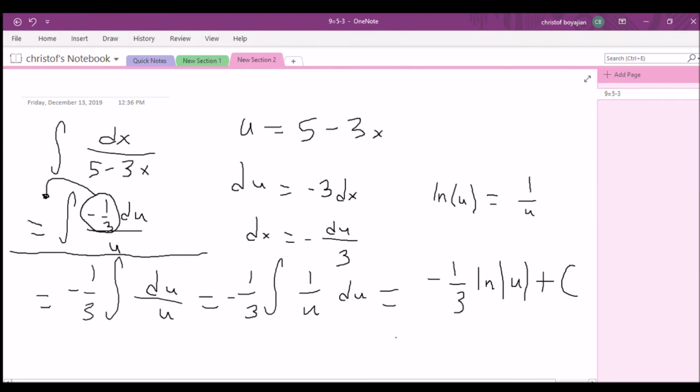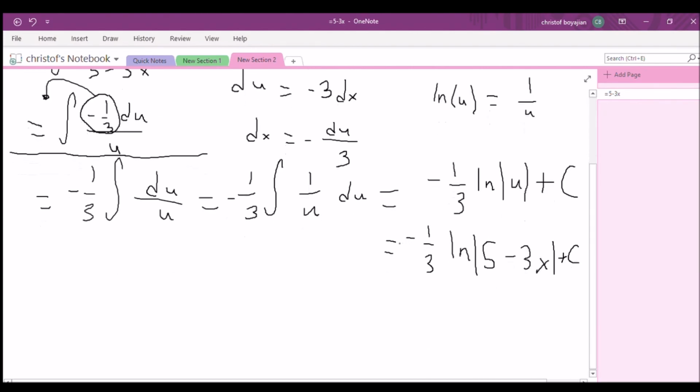And if we evaluate this more, we can back substitute in u. So it should end up being negative 1/3 of ln of 5 minus 3x plus c. I'm sorry, I was running out of room. So this is our answer right here: negative 1/3 times ln of 5 minus 3x plus c.